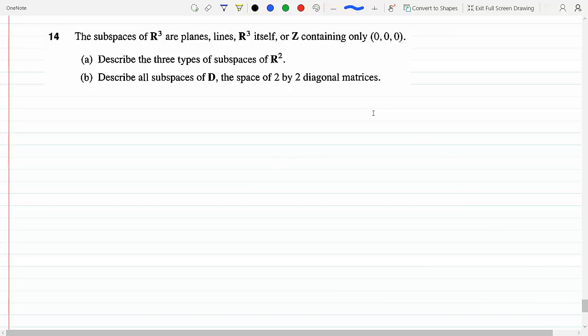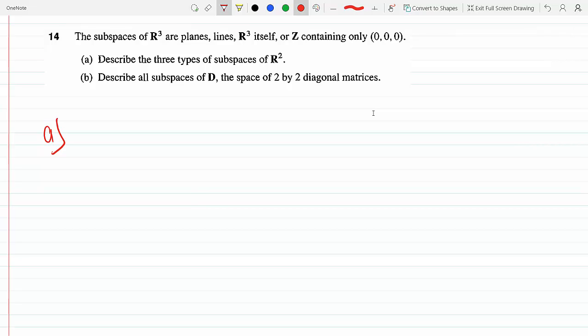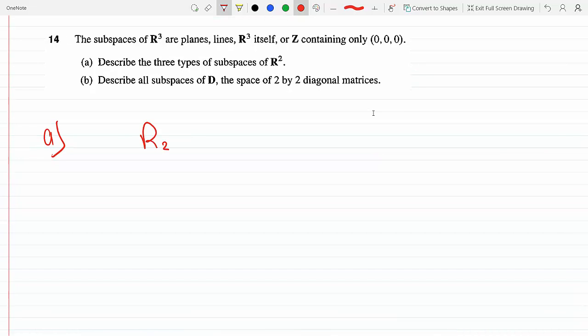Okay, it says describe the three types of subspaces of R2. Well, with the same exact logic, R2, we have R2 itself, just like R3 itself, that's a subspace of R2. So R2 is a subspace. We have lines, any line that goes through 0, 0 is a subspace. Lines passing through 0, 0.